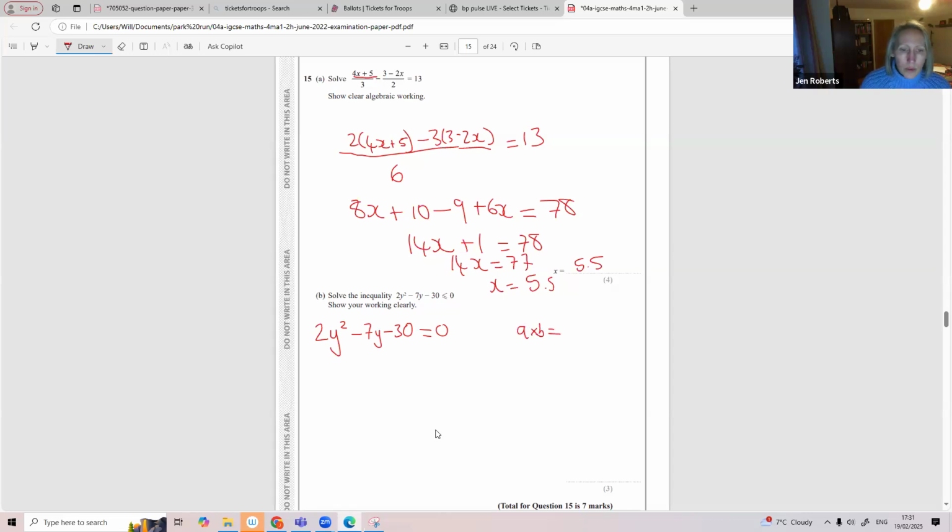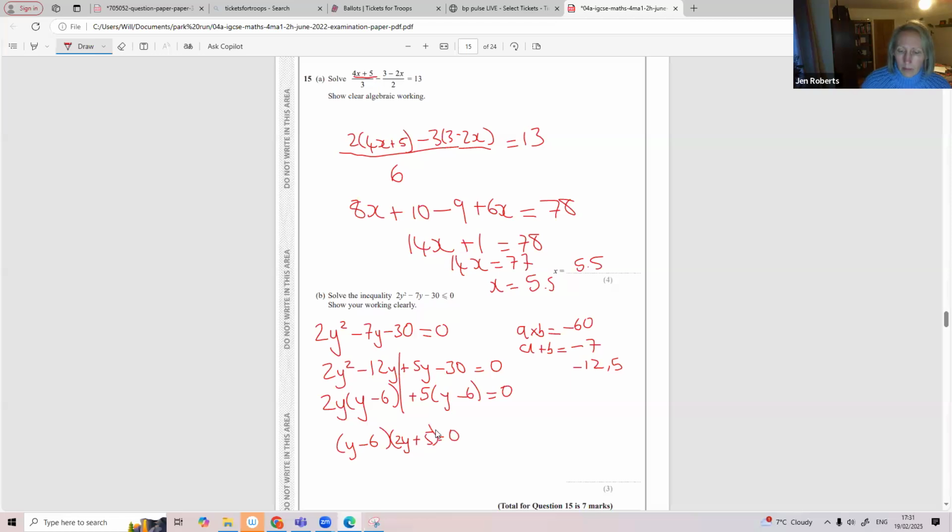A times b equals 2 times negative 15, which is negative 30. A plus b is negative 7. So it would be positive and negative. I'm thinking 12 and 5. Yeah, that would work. Negative 12 plus 5. So I'm going to split it down the middle. 2y squared minus 12y plus 5y minus 30 equals 0. Factorise this into a single bracket. 2y bracket y minus 6, add 5 bracket y minus 6. One of your brackets is y minus 6. The other bracket is 2y plus 5.